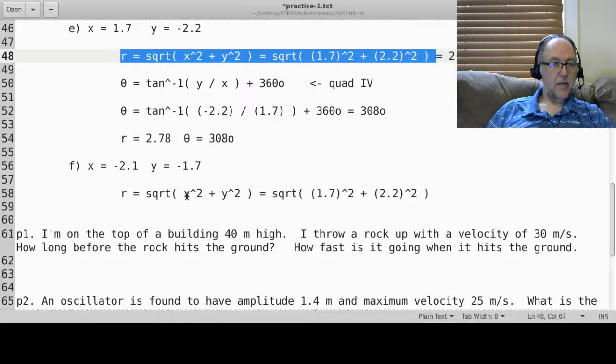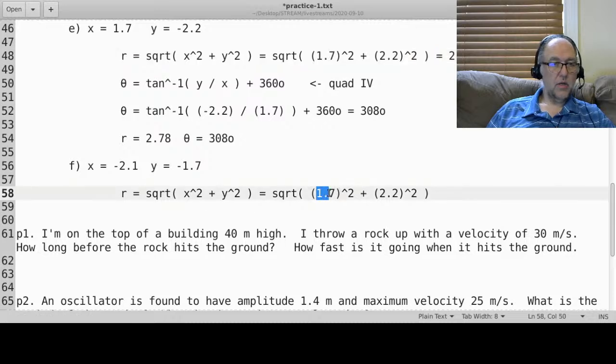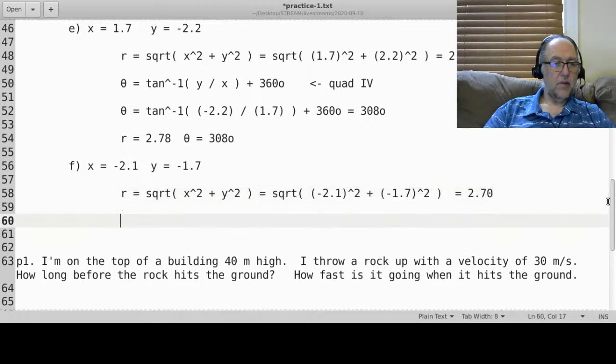They're both negative this time, so we're in quadrant 3. So first the R value is the square root of x squared plus y squared. Negative 2.1 and negative 1.7, like that. Okay, so negative 2.1 squared plus negative 1.7 squared, then take the square root of all that, and you get 2.70. There's your R value.